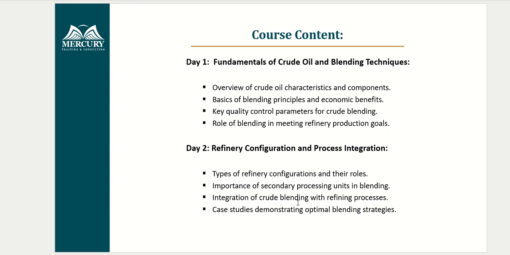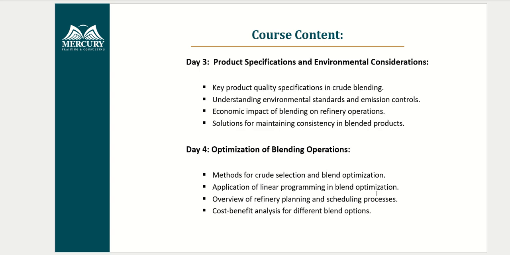Different products from different secondary units help in building more gasoline as a product in the refinery. That's why they are a very good source of blending in complex refineries. Then integration of crude blending into the refinery process. Even if you are off spec, you can blend and get an on-spec product. Then a case study demonstrating optimal blending and strategies. This was covered on day two, where we talked about refineries and how they are integrated for blending purposes.